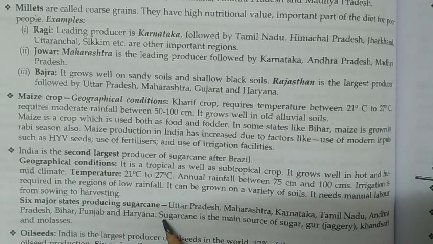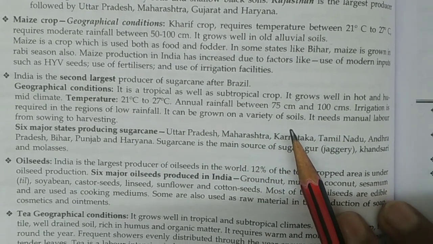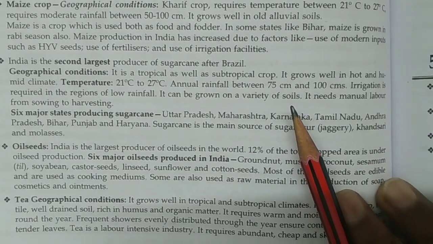Now, major states producing sugarcane. This is really very important: Uttar Pradesh, Maharashtra, Karnataka, Tamil Nadu, Andhra Pradesh, Bihar, Punjab, and Haryana. Sugarcane is the main source of sugar, gur, which is also called jaggery in English, khandsari, and molasses. Thus, we have completed it till here. These facts are.